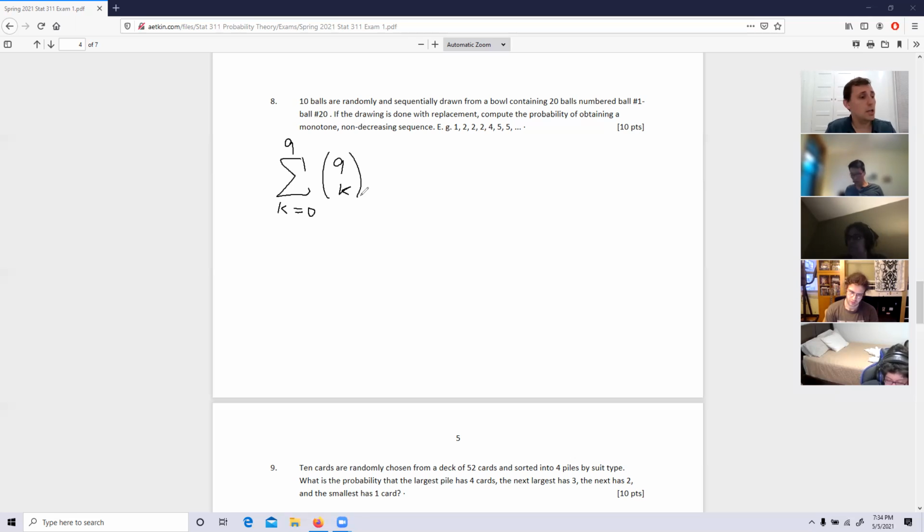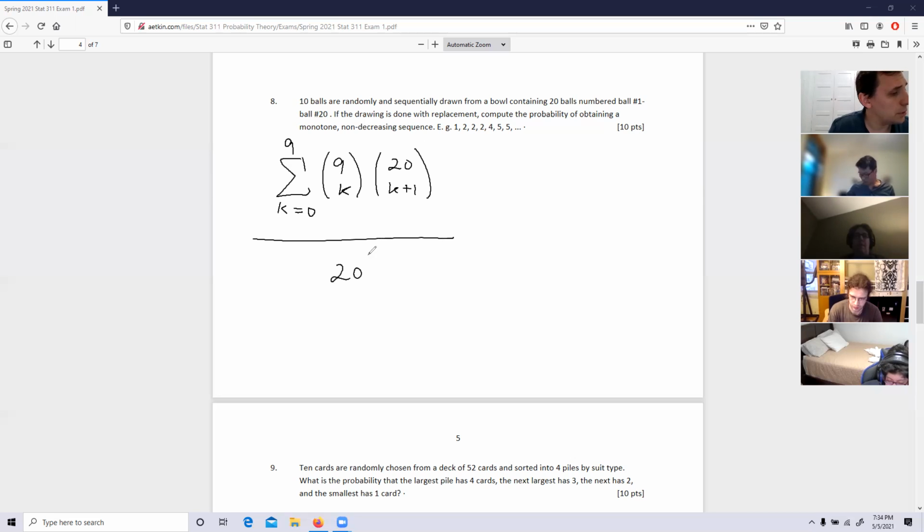9 choose k times, and then times the particular numbers that are available. So then if I had k increases, then I had to take 20 choose k plus 1 numbers. Right? K increases, there are k plus 1 numbers that I had to pick. Once I know those numbers, I place them in order and I know where they jump. So it's this, divided by, again, 20 to the power of 10.